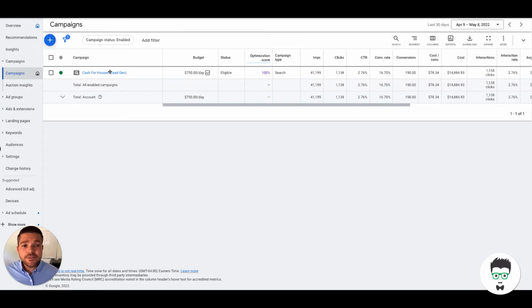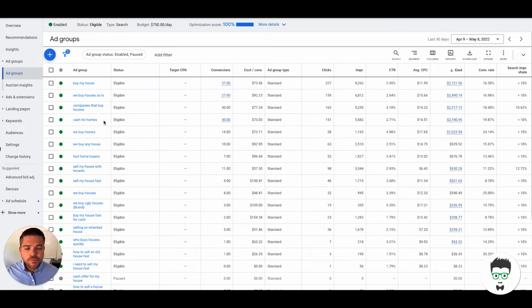So let's dive into the ad groups really quick. So what are ad groups? Ad groups are basically a categorization of the keywords. It allows you to make a bunch of different settings inside there, but it also allows you to communicate the same message that the consumer is actually searching for in the ad itself.